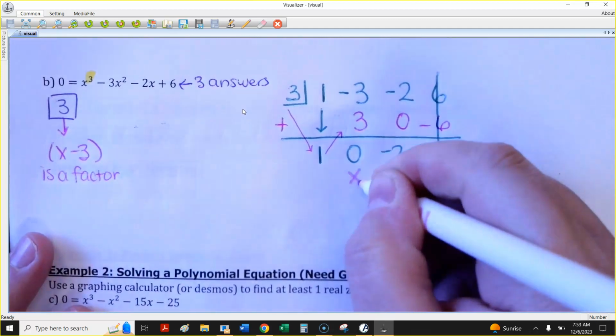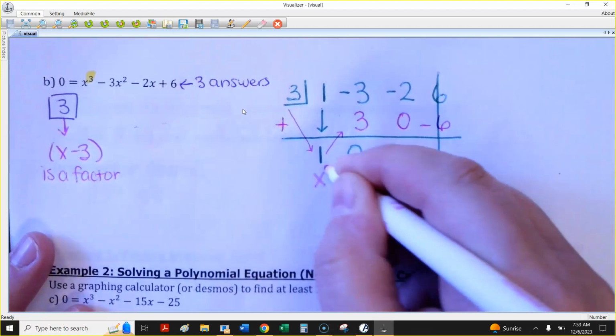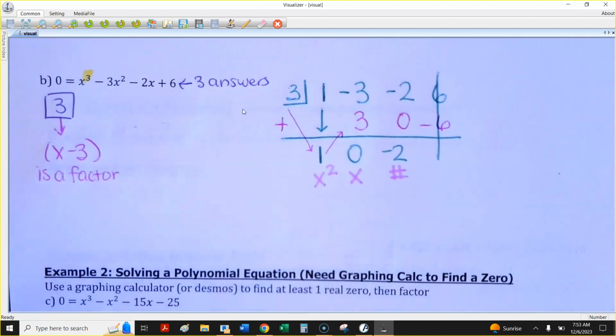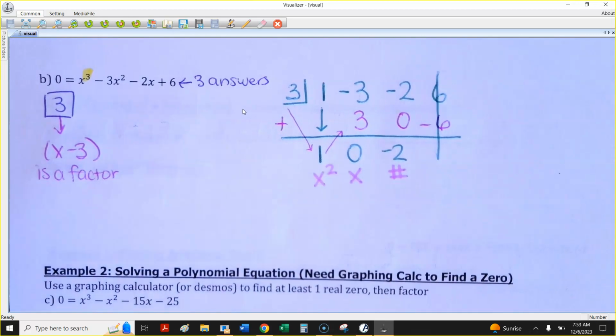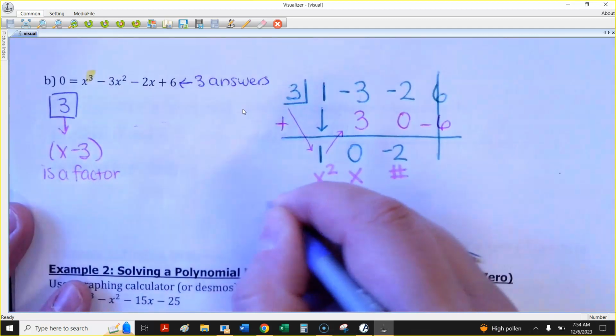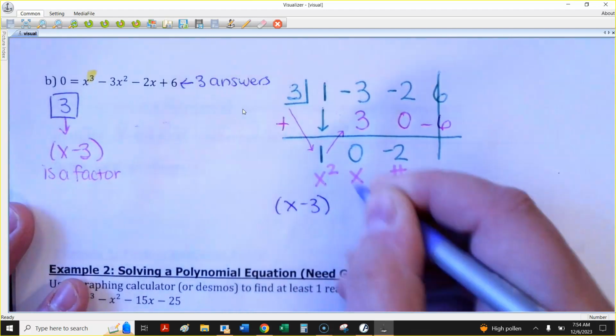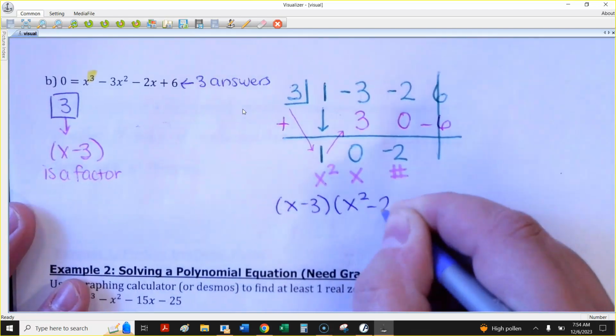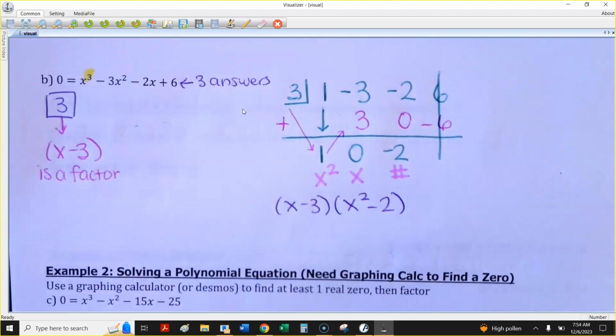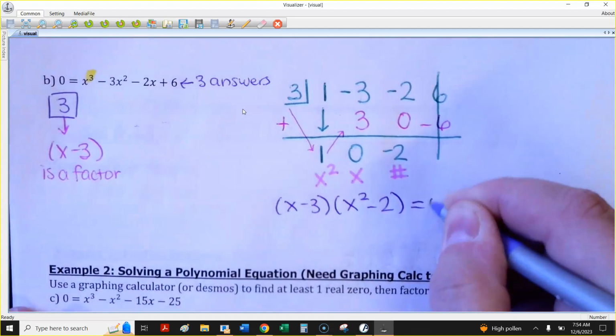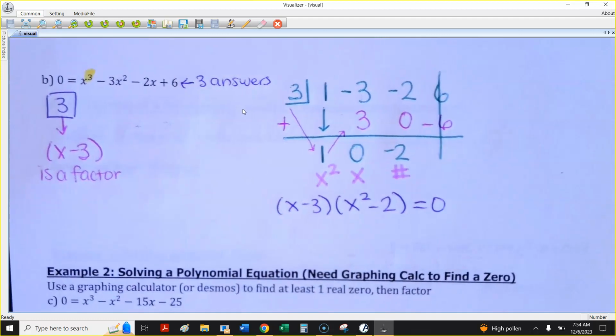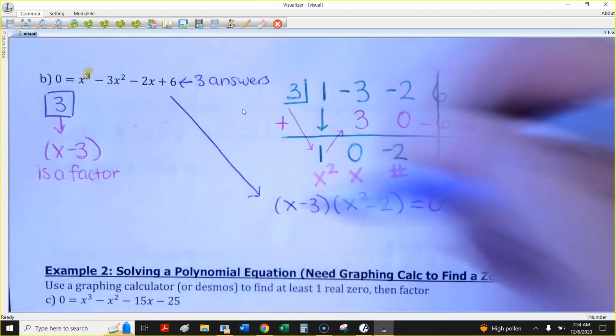0 would be x, and then we start adding powers of x, so it would be x squared. Who can, just raise your hand, tell me how you would write that answer? What would that factor be? What do you think? Exactly. Okay, so here's the deal. I divided in x minus 3, and what we just got is x squared minus 2. So that's actually the factored form of that polynomial. We're just breaking it down into its factors using division.